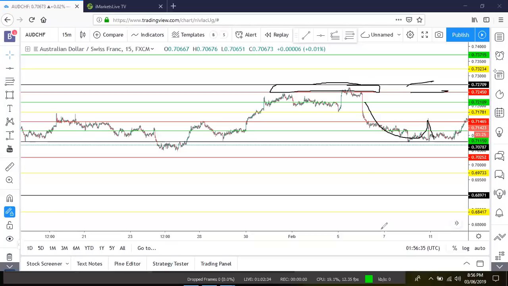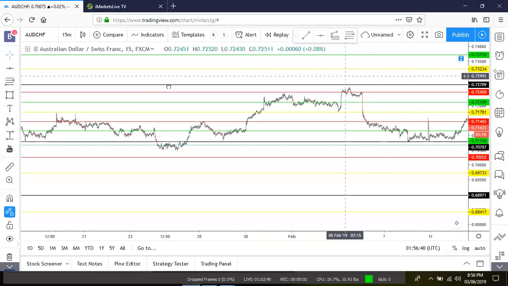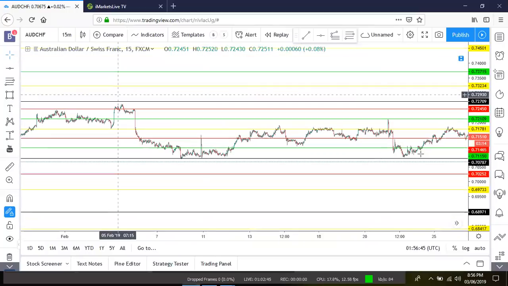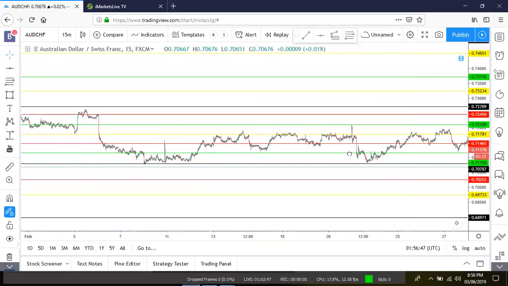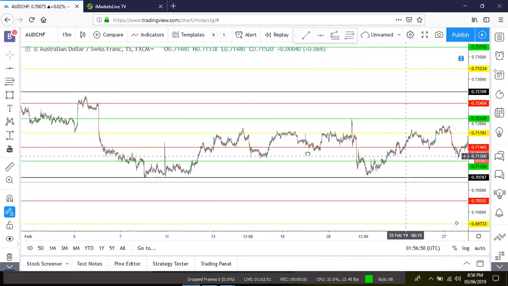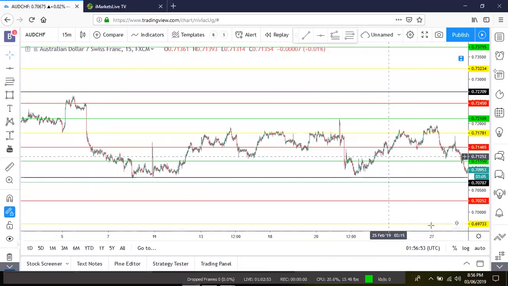But when you start training your eye to see stuff like that, like I said, it'll help you out with trading harmonic patterns as well. Simple support and resistance, because that's really the foundation of harmonics.